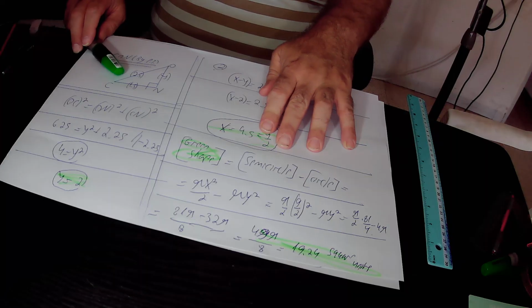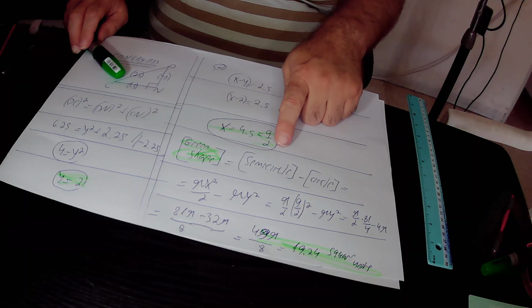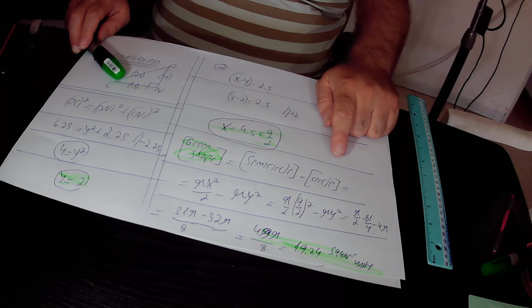What is the area of the big semicircle? The radius of the big semicircle equals x. Therefore, the area of the big semicircle must be equal to pi x squared over 2. Minus the area of the small circle.